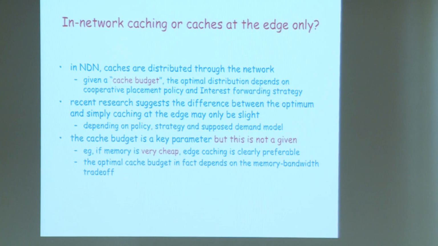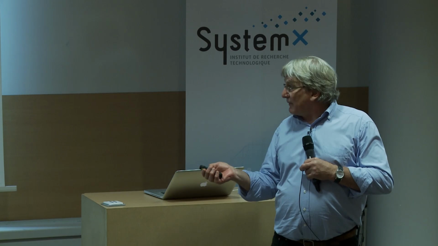So, for example, this is an example. If memory is very, very cheap, almost free, then we'd all have a cache at home with all the content of the world, and we wouldn't need a network except to fill that with new content, which is obviously silly, but it's just an illustration that this cache budget idea isn't a very sound one in my opinion.